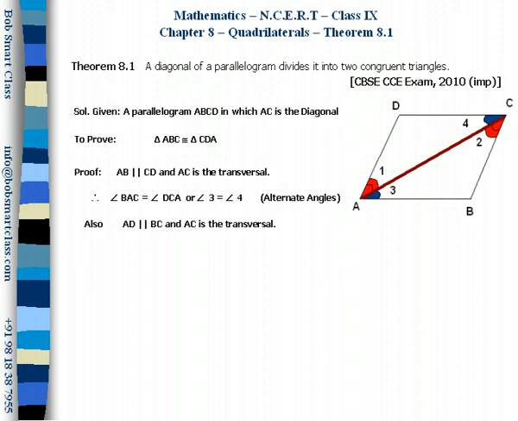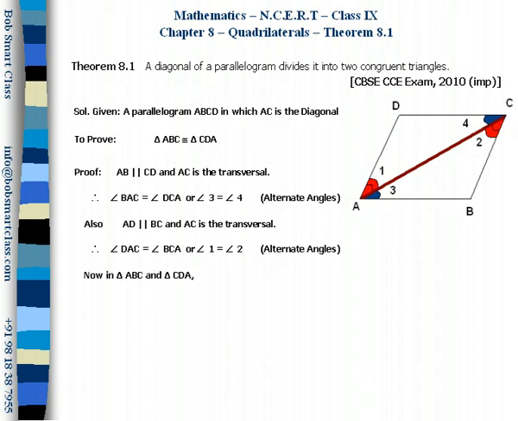Similarly, AD is parallel to BC, which are also opposite sides of a parallelogram, and AC is a transversal which also cuts these two parallel lines. Therefore, angle DAC equals angle BCA or angle 1 equals angle 2, which are also alternate angles of these two parallel lines.